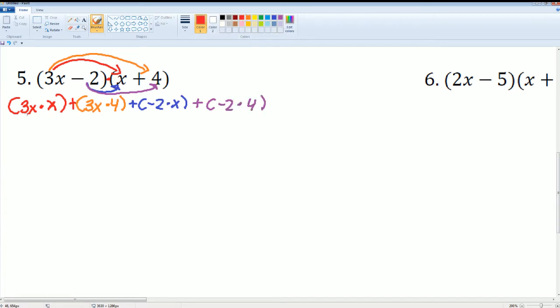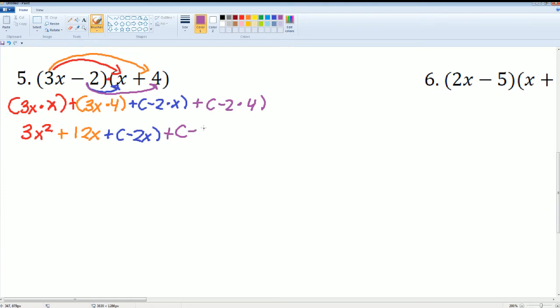Right. So what's 3x times x? That becomes 3x squared. What's 3x times 4? That becomes 12x. Okay. Negative 2 times x, that just becomes plus negative 2x. Again, notice how I keep the negative inside the parentheses. That just helps me keep track of it. Plus negative 2 times 4 becomes negative 8.